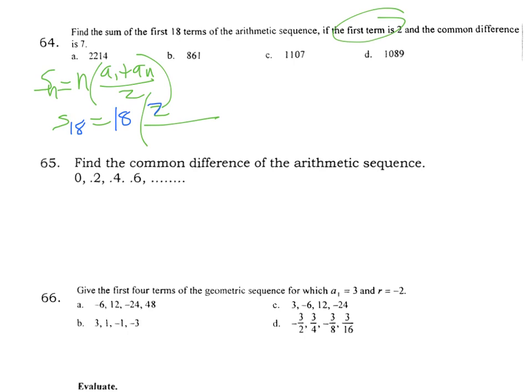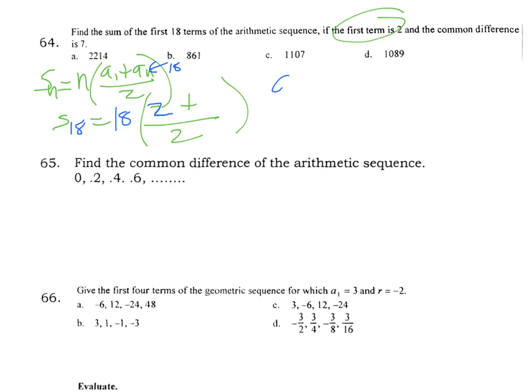Probably should have done that in blue. So there's the 2. And I know I'm going to add the last term and divide by 2. So the real mystery is, well, what goes here? Well, I need to know the 18th term, because n is 18, so I need the 18th term.